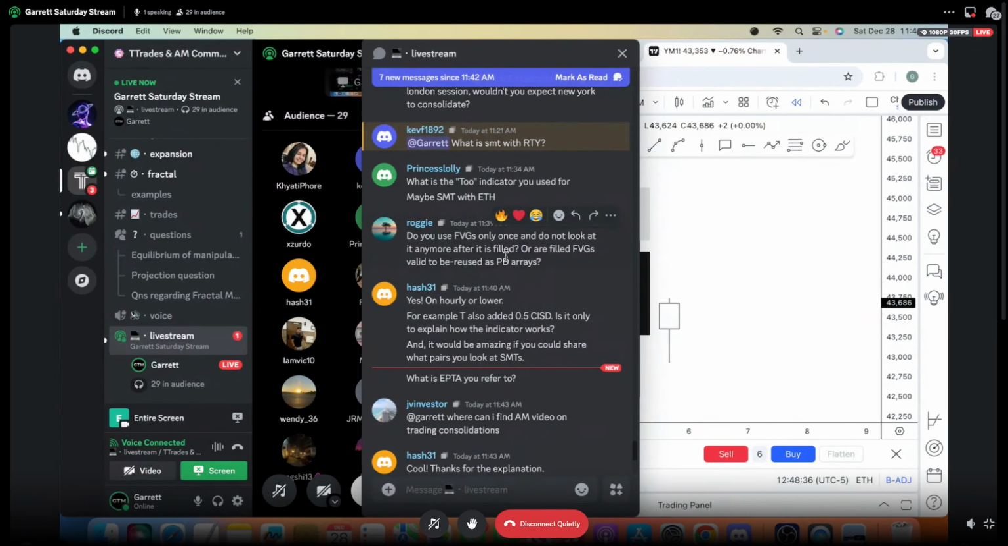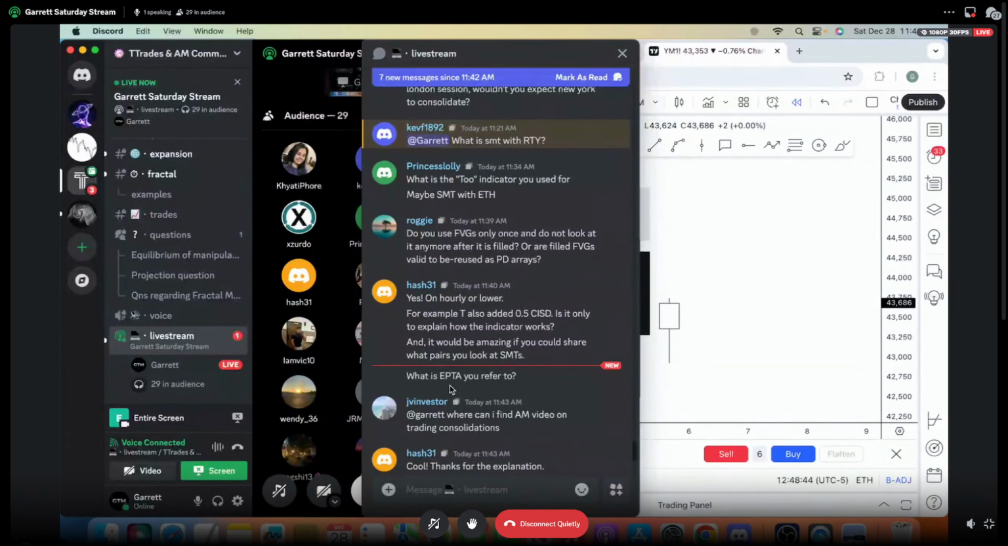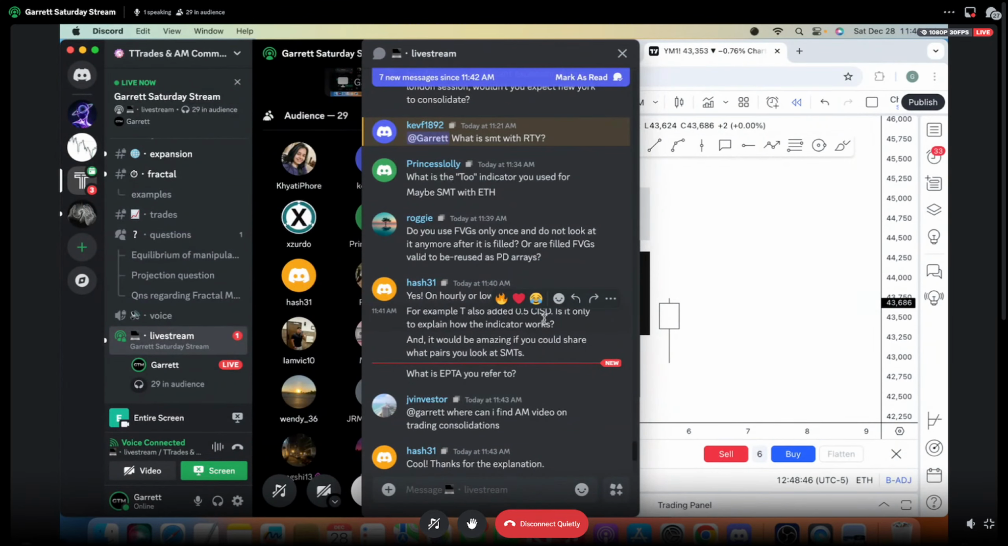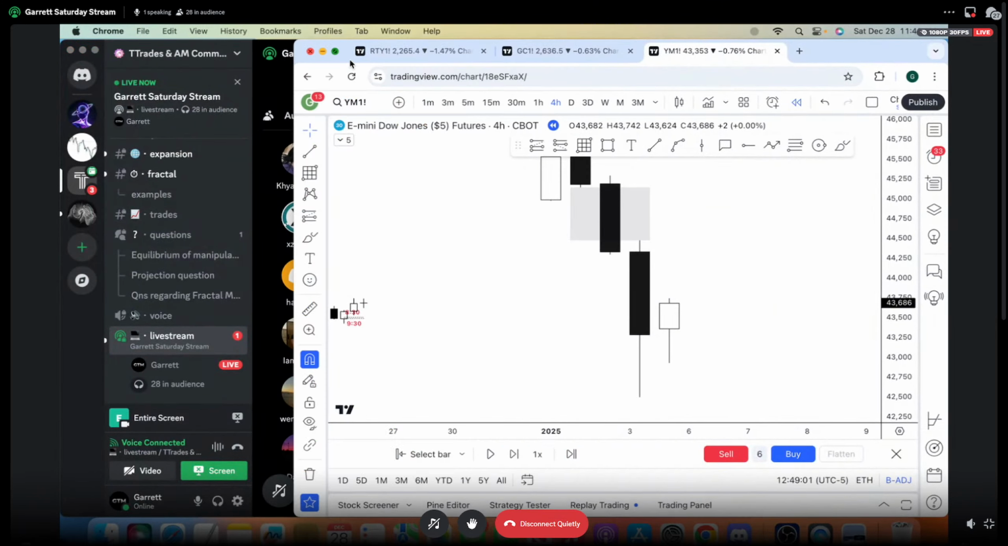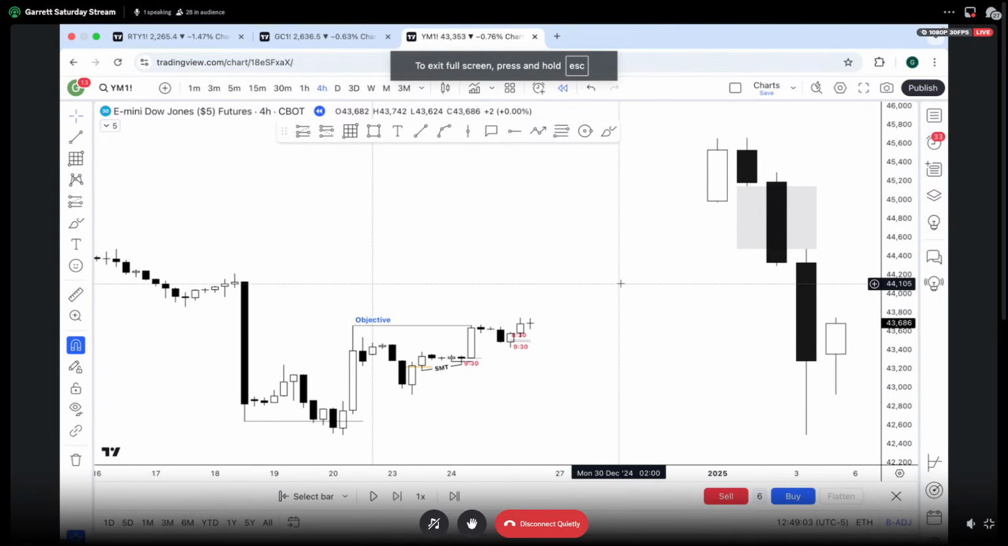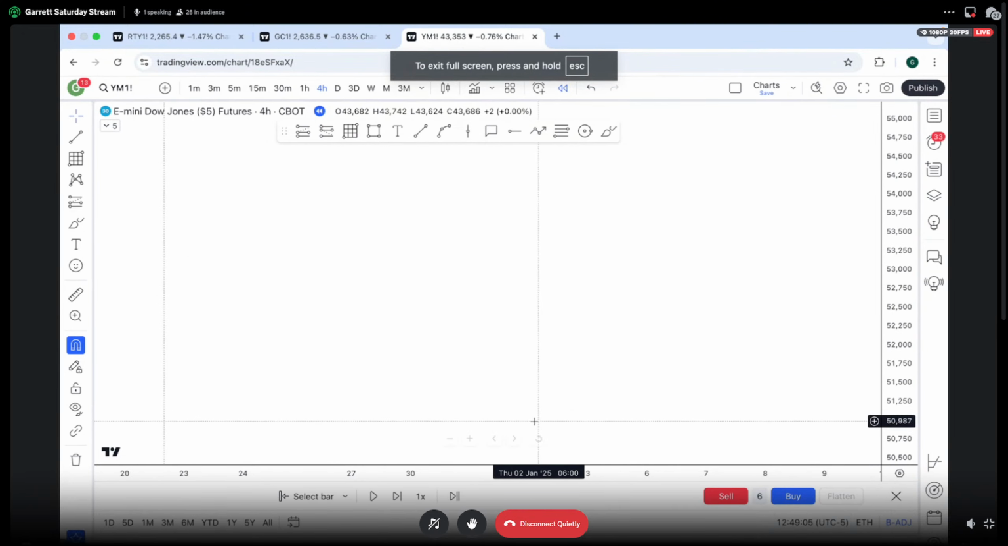Yes, on hourly or lower. For example, T also added 0.5 CSD. So the 0.5 CSD is what you want to see for higher time frame CSDs, as well as intermediate time frame CSDs, to support price higher and lower. Because in expansion, we don't want to see those get disrespected. So it's not really only for his indicator, but let's say he has a candle two closure.